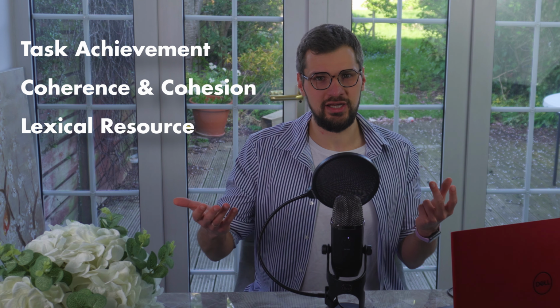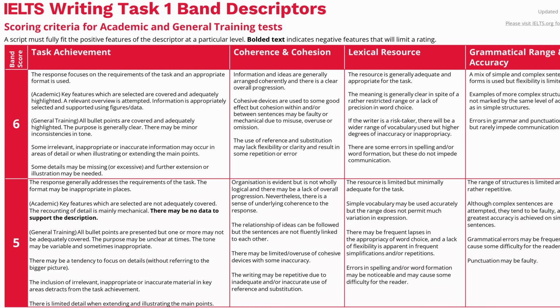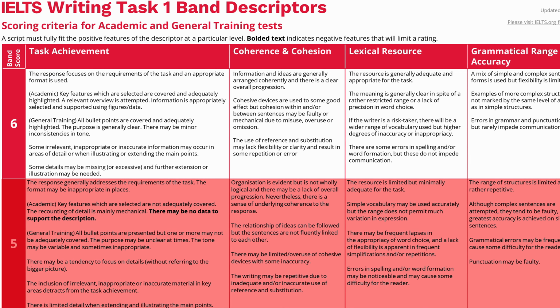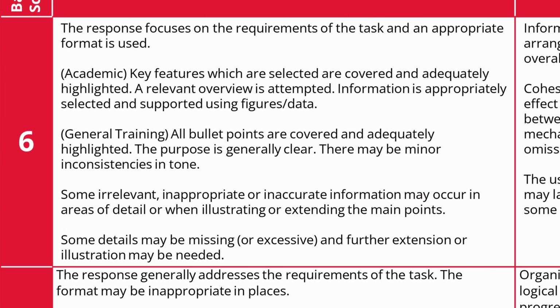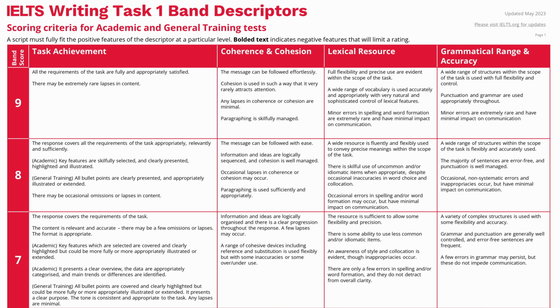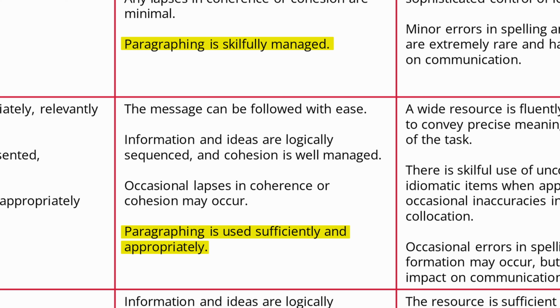Here's where it gets really interesting. If you don't have an overview, you get 5 for task achievement. If you have an overview, that's band score of 6. If you have a clear overview, that's band score 7. So your band score will go up depending on your overview. And you're also being tested on paragraphing and how well you organize your information. If you only use one paragraph in your body and there is no logical progression, you'll get 5 for coherency and cohesion. Are you with me so far?